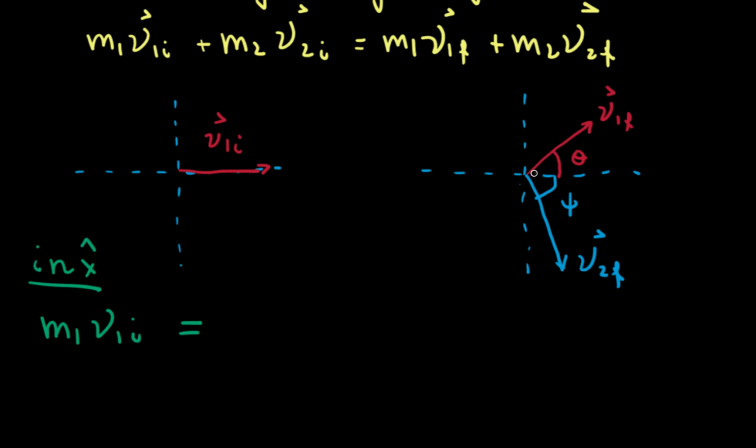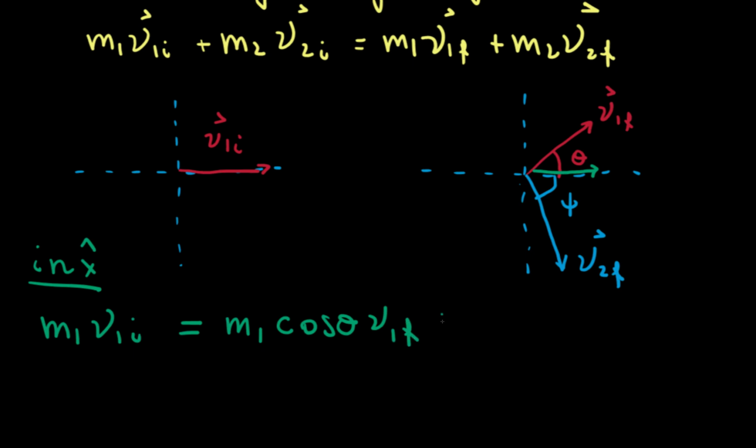Now I want to show to you the velocity 1 final is the x component here of this vector right there. So it's this one. And if you imagine a triangle here that has to do with the velocity 1 final multiplied by a cosine. So this whole term here ends up to be mass 1 cosine of theta velocity 1 final.